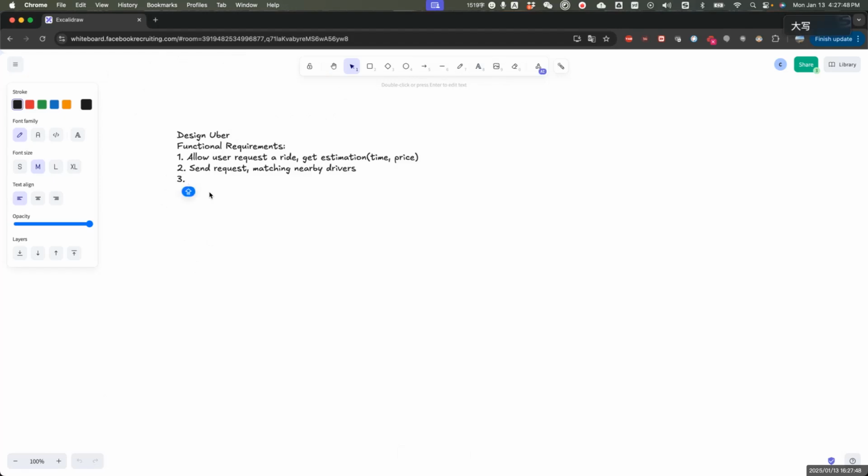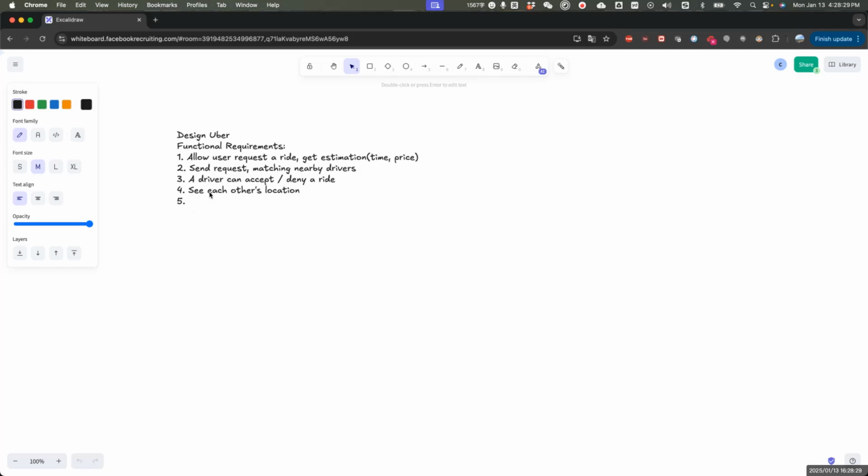Third thing would be a driver can accept or deny a ride. So we will allow both the rider and the driver to see each other's location, and the location of themselves as well.